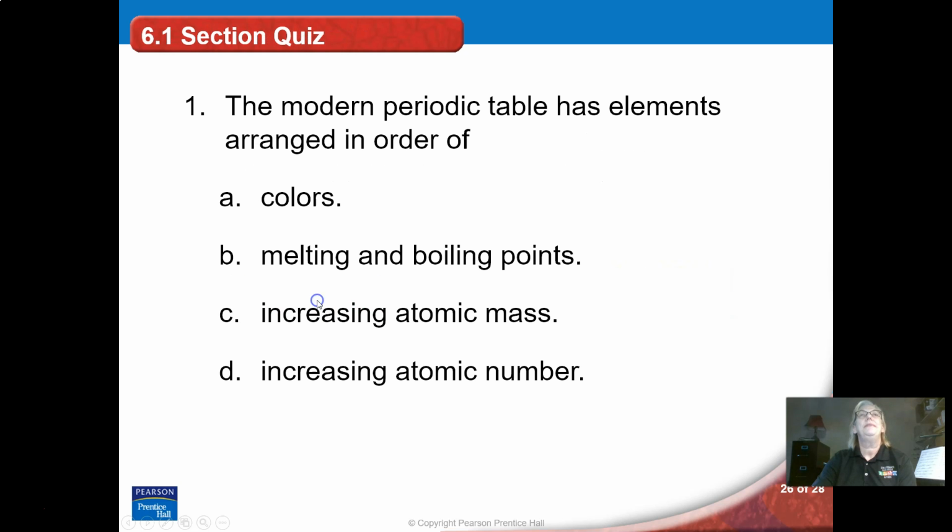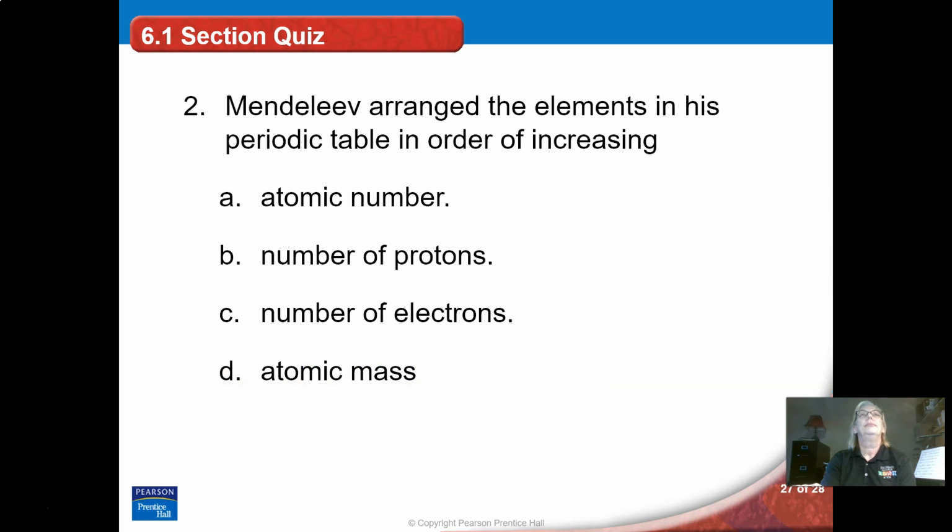So let's see how much you remember from this section. The table is arranged in what order? So what do you think? Remember, atomic number is how we go bigger and bigger on the atomic number, which is the protons. So how did Mendeleev set his up? So here's that Russian professor. He did it by mass. So his was the beginning. He did it by mass, and now we're changing it to protons.